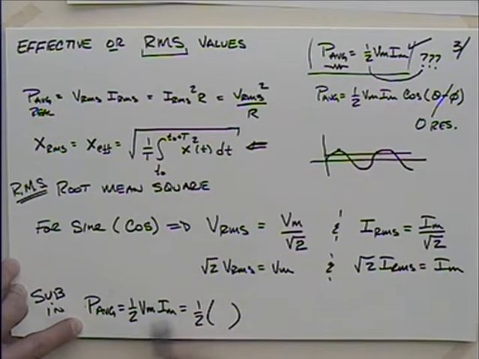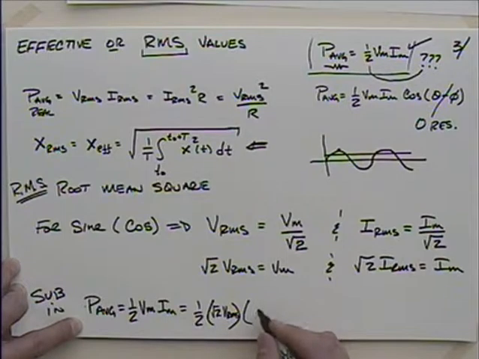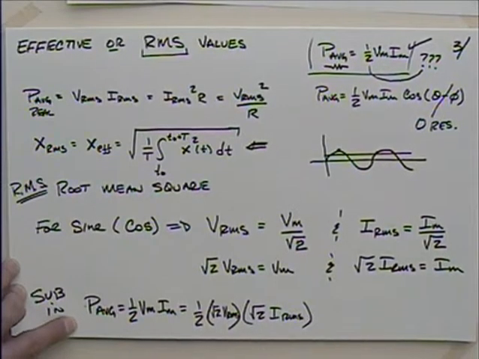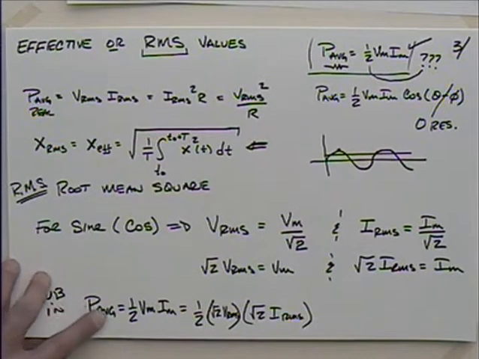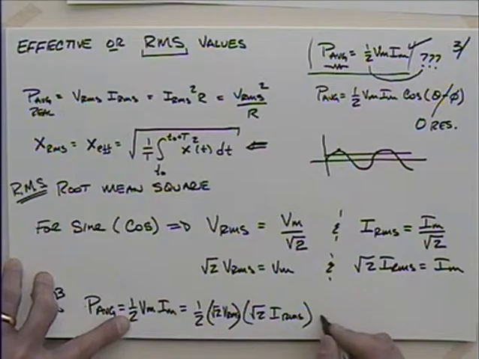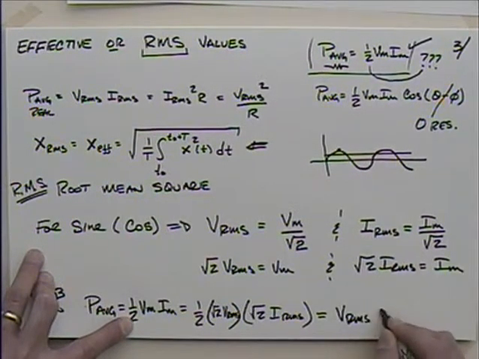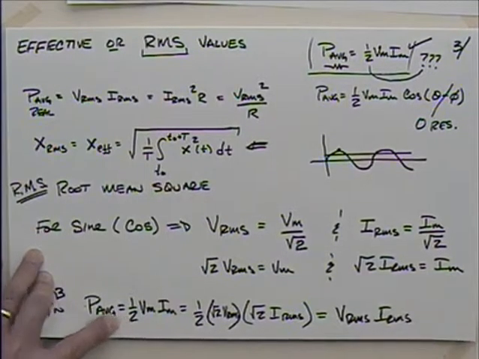What's another name for V max? I have the square root of 2 times V RMS. And what do I have then for I magnitude? Square root of 2 times I RMS. What's root 2 times root 2? Gives me 2, cancels with 1/2. Doesn't this turn out to be equal to then V RMS times I RMS?